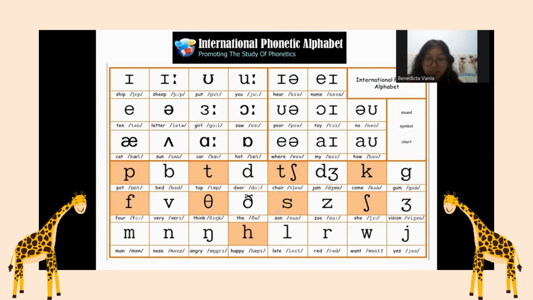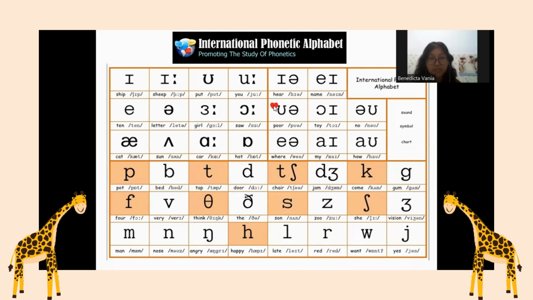Now let's talk about the first diphthong, which is this one. It is pronounced as ear. It is used in words like ear, earache, earring, hairless, deerskin, etc.